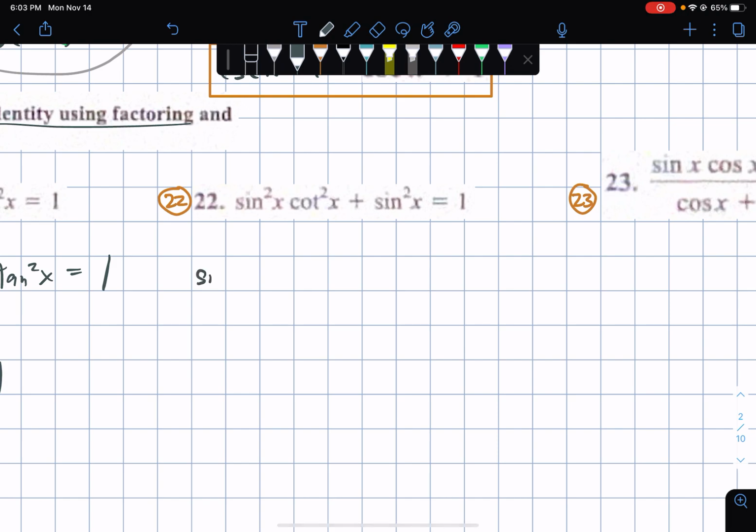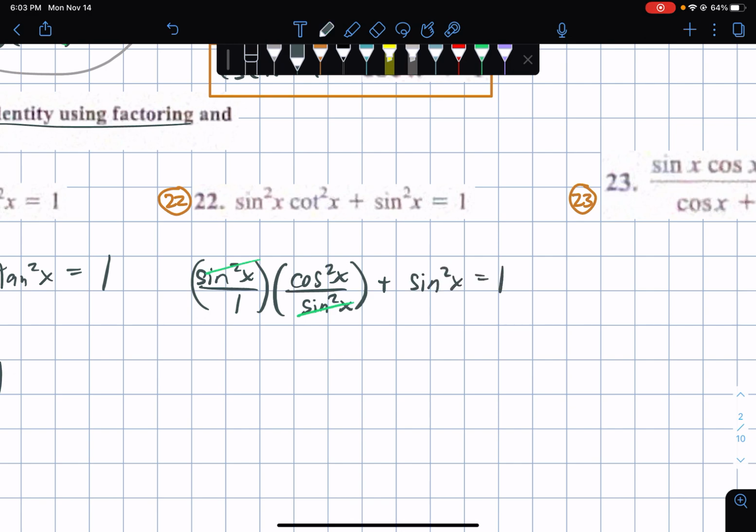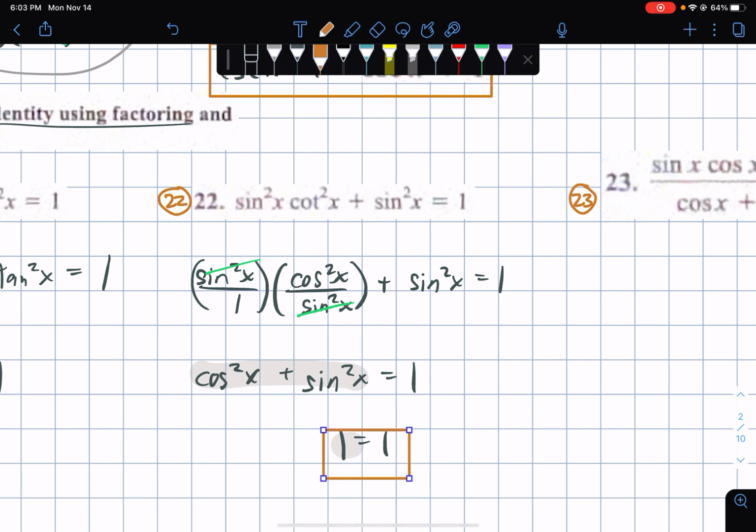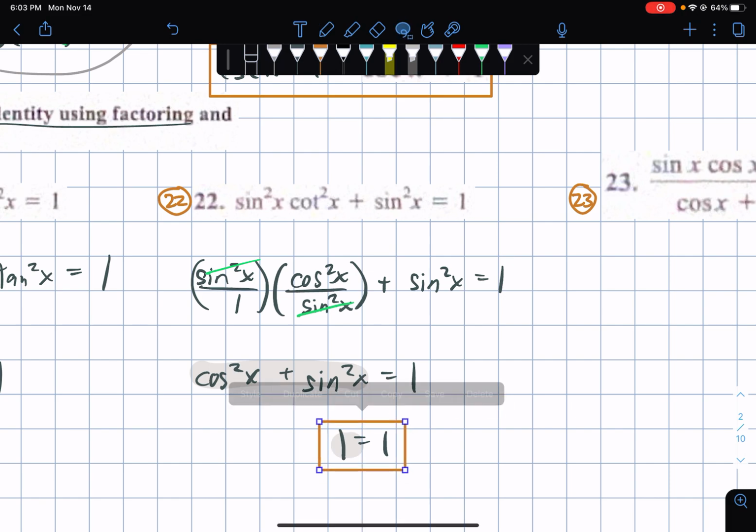We have sine raised to 2x here. Okay, this is going to be pretty easy. We know that the sum of sine and cosine raised to 2 would always be equal to 1. That's it for number 22.